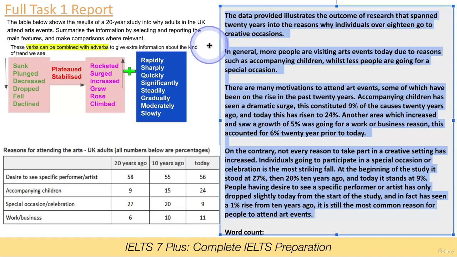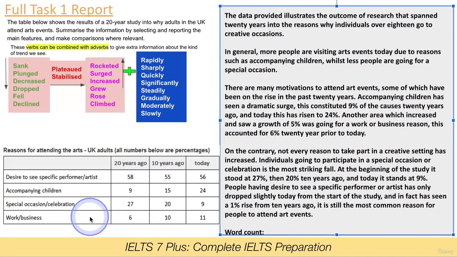Okay, let's check the words. Right, so this comes to a total of 216 words. So it is slightly over the 150 word minimum, but there's no upper limit, so you can write as much as you can in the time, really. So that is an example of how you can approach a table.